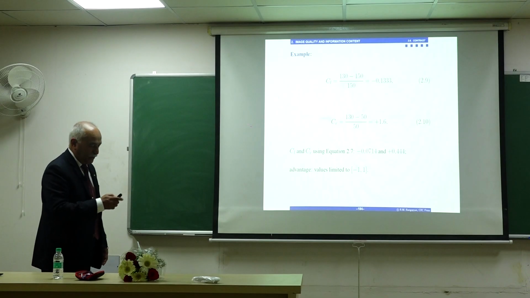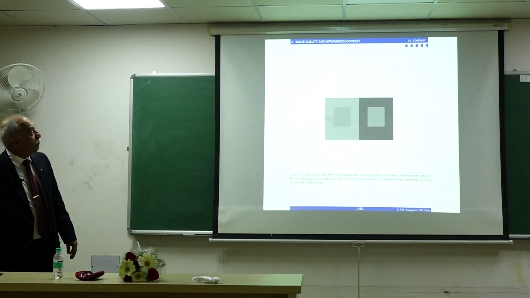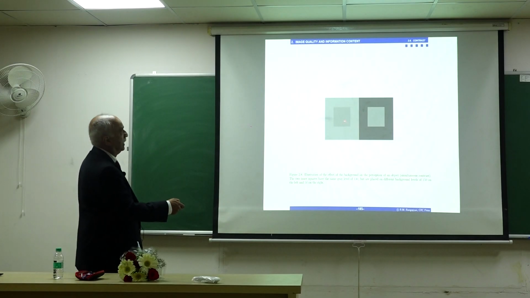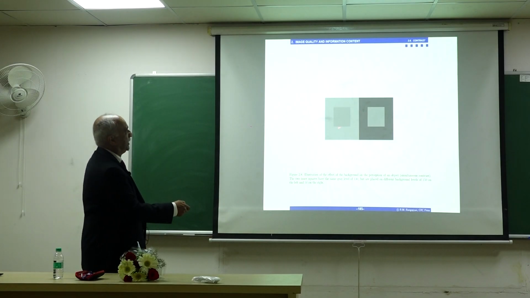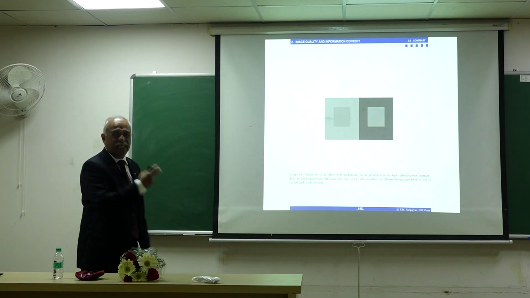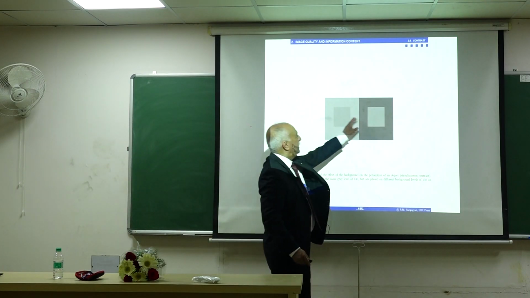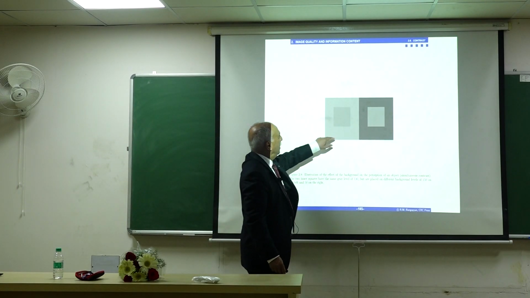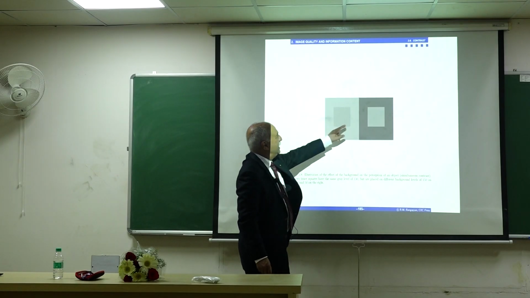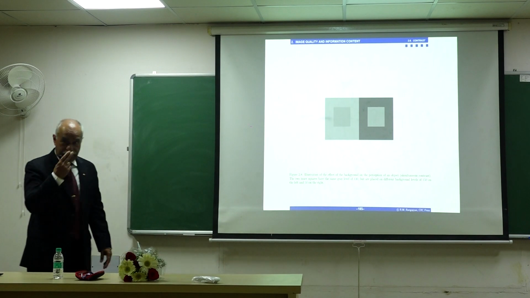So, some examples. So here is a test object. These two values are the same, but because the background is different, you perceive them to be different. You don't see them as equal, this and that. This is on a lighter background. This is on a darker background. So the background affects our perception.